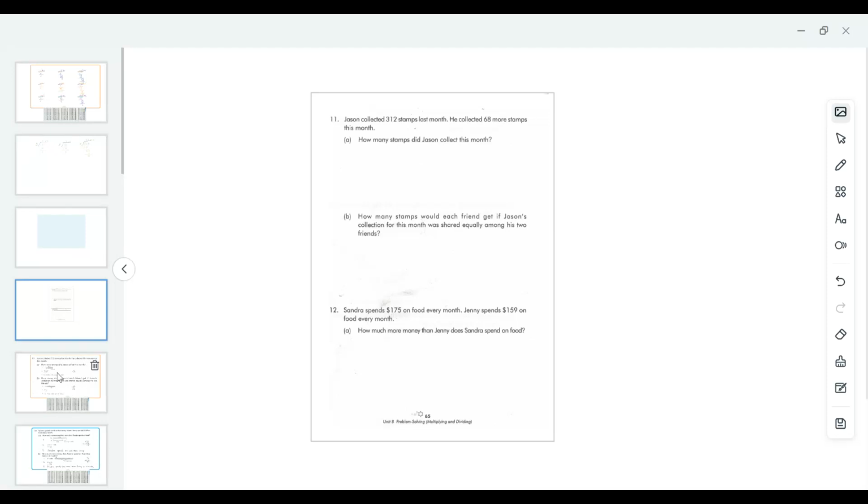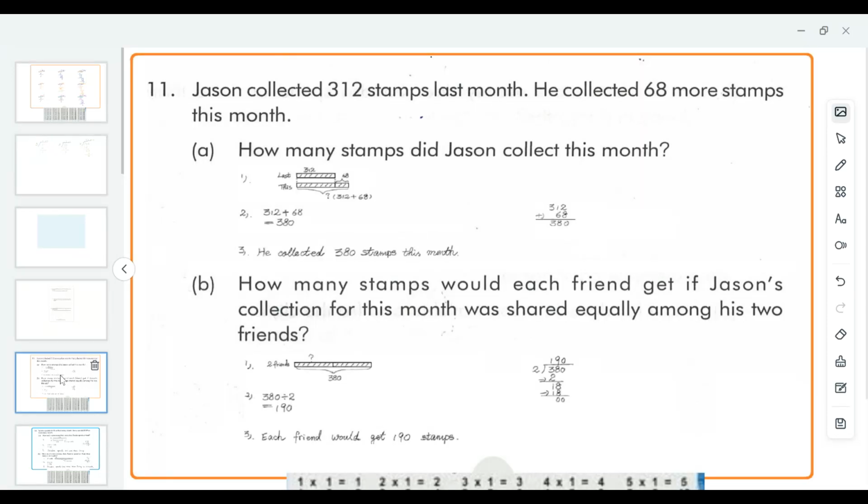Get the big ones, please. Yep, okay. Question number 11. Jason collected 312 stamps last month. He collected 68 more stamps this month. A. How many stamps did Jason collect this month?